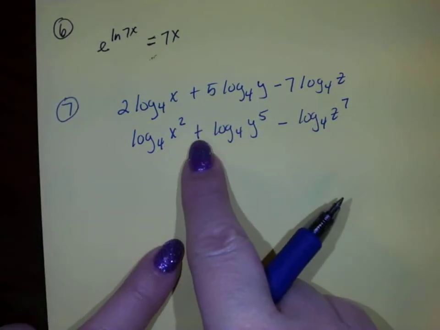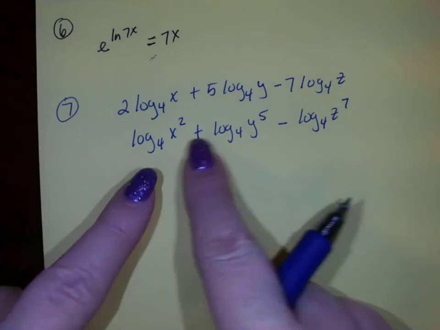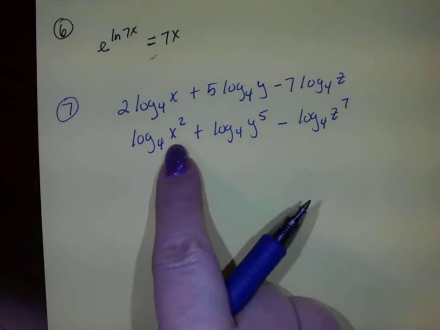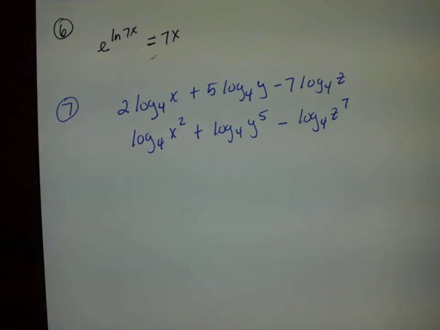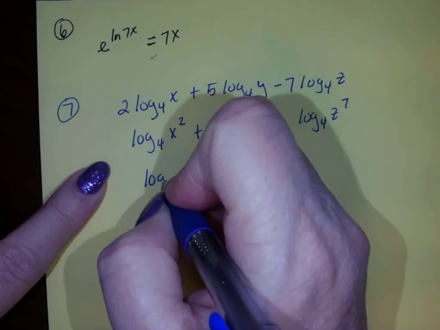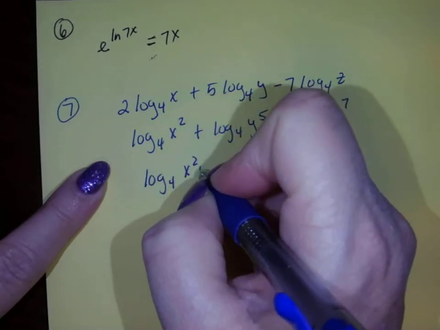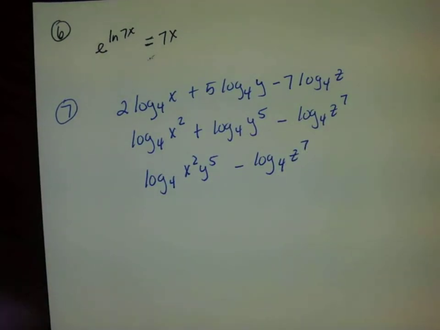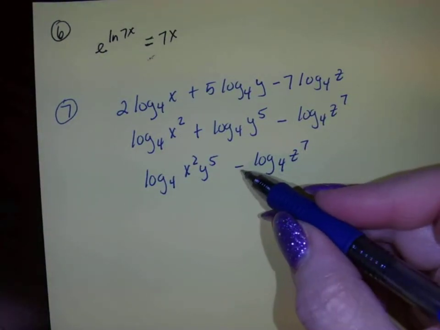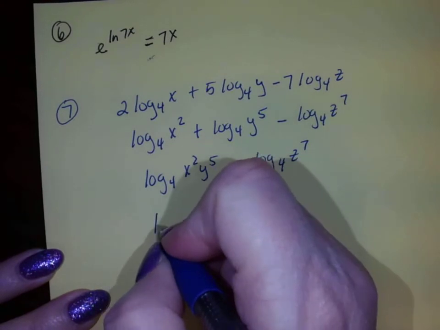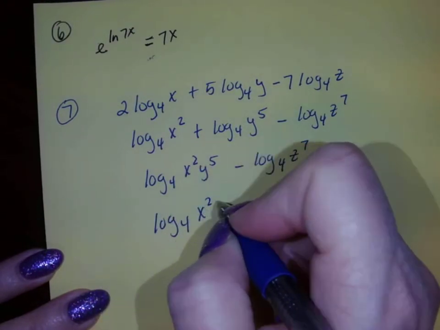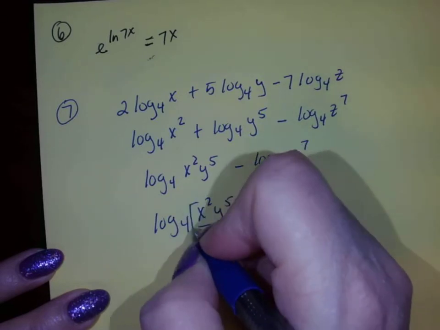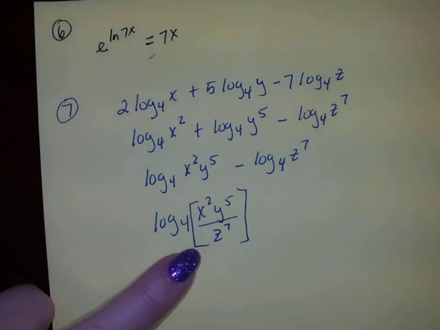Now addition, remember, addition becomes multiplication and subtraction becomes division. So the first thing we'll do is combine the multiplication. So we'll have log base 4 of x squared times y to the 5th, minus log base 4 of z to the 7th. And then the subtraction becomes division. So we'll have log base 4 of x squared y to the 5th divided by z to the 7th. And that's your final answer.